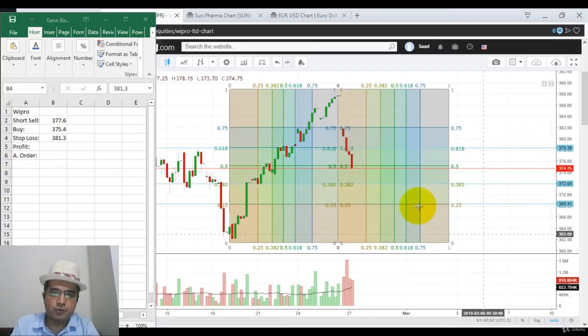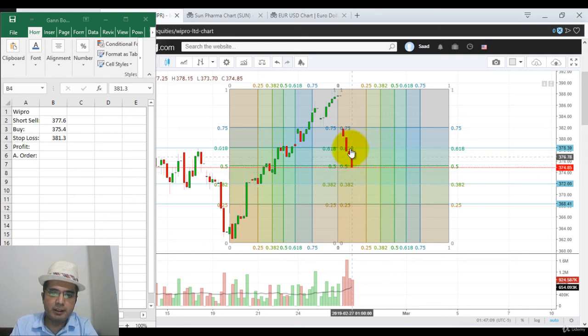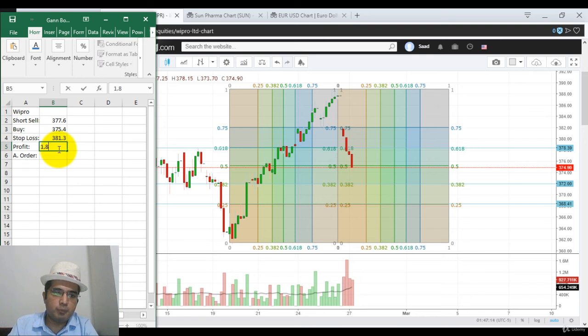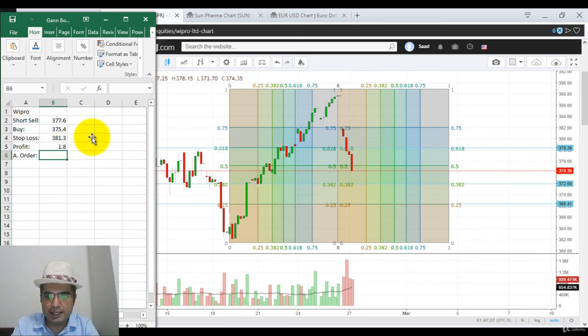Hi guys, let me show you. Our trade is automatically completed because it has hit our buy order and we are in profit of 1 rupee 80 paisa. So basically we have ended the trade in a good profit, which is about 0.5% profit, which is brilliant. And if you look at it, the price is still continuing to go lower.